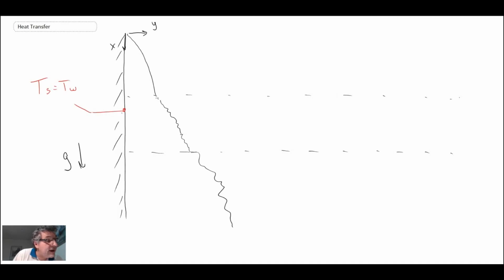Before I do that, however, I want to put in a few other variables within this. On the outside of the film, we will call that the saturation temperature. And then further out here, we have the vapor. You could have a scenario where it's superheated vapor and above the saturation temperature, or you could have it at the saturation temperature. Usually we assume it to be at the saturation temperature, but in the event that it's higher, I will denote it with T_V free stream.